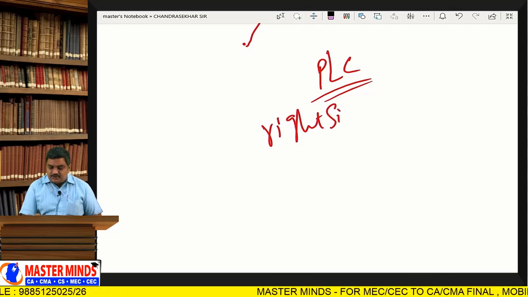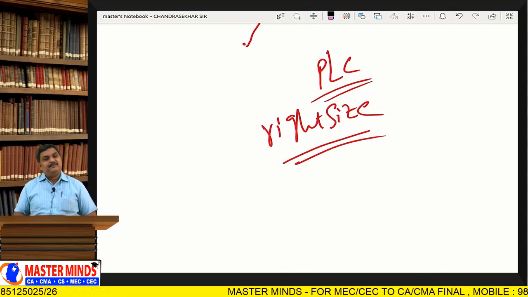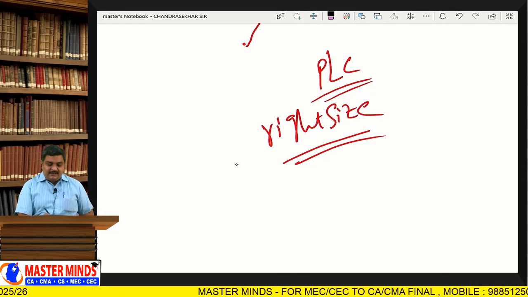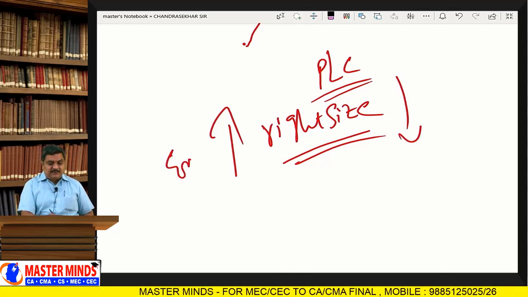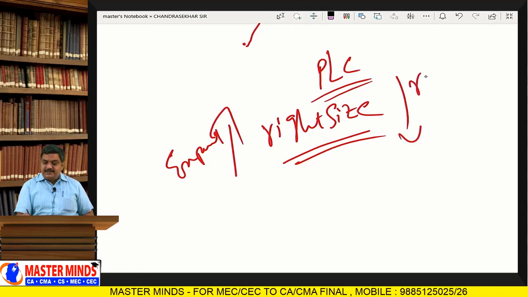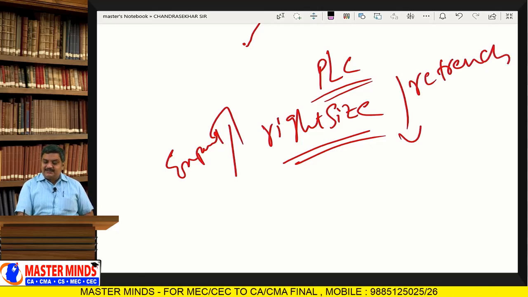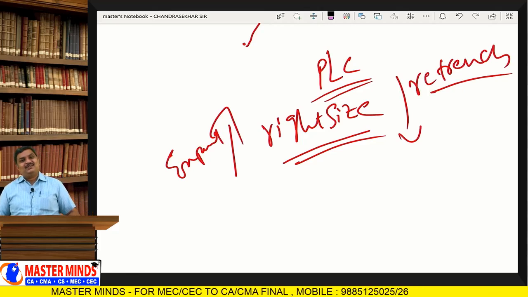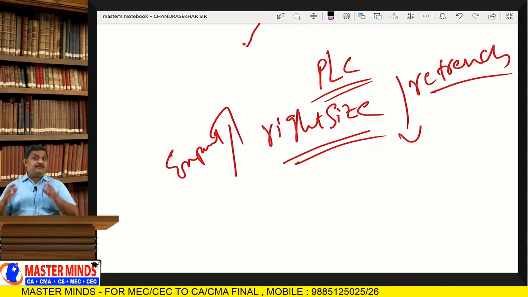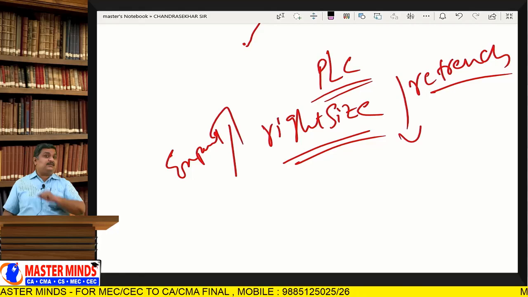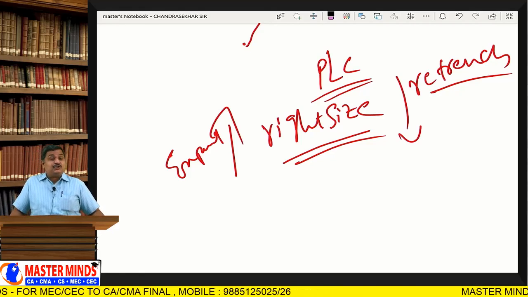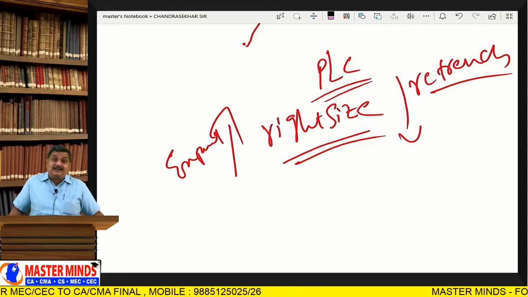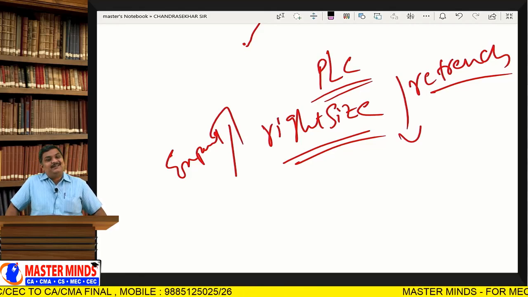Finally, the most important thing is right sizing. So in order to have the right size, we will upsize and we will downsize. That means we will expand and we will retrench. Nothing wrong in that. So retrenchment is a powerful strategy. And one very important thing I'll tell you: a businessman should know when to divest, not only when to invest.